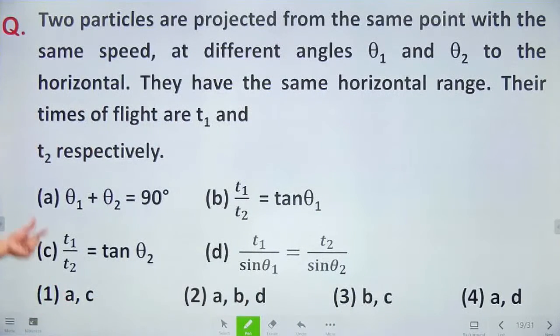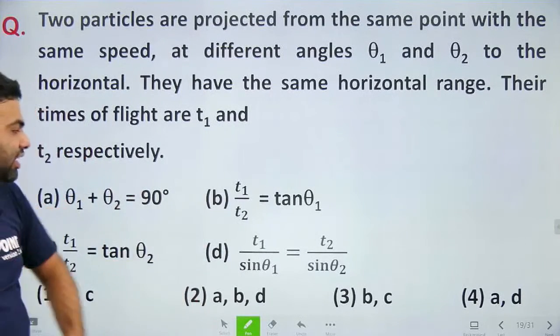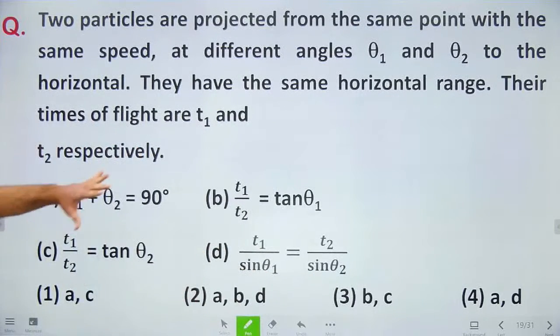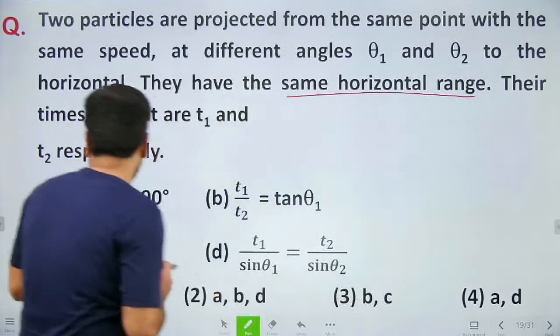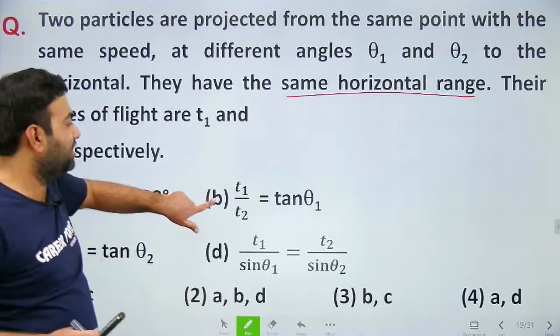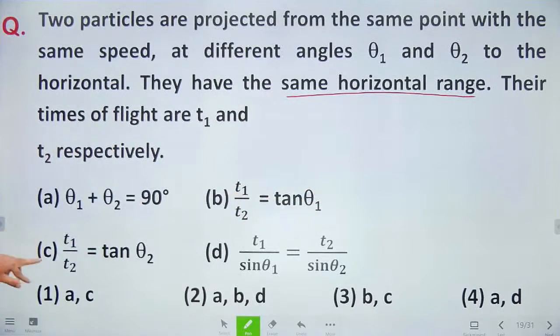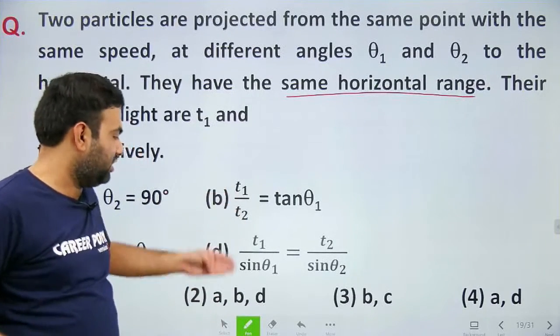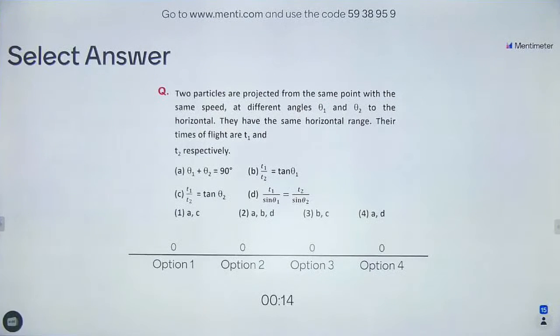Option 1 says that statement A and statement C are correct. Option 2 says A, B and D are correct. Option 3 says B and C are correct, and option 4 says that A and D are correct. Their horizontal range is the same. Statement A says theta1 plus theta2 is 90 degrees. Statement B says the ratio of their times of flight, t1 upon t2, is tan theta1. Statement C says t1 upon t2 is tan theta2, and statement D says that t1 upon sin theta1 is equal to t2 upon sin theta2. So you have to answer accordingly.